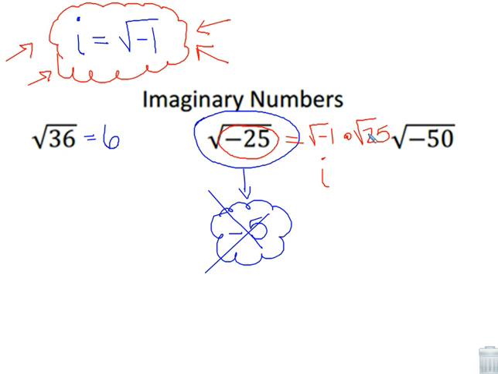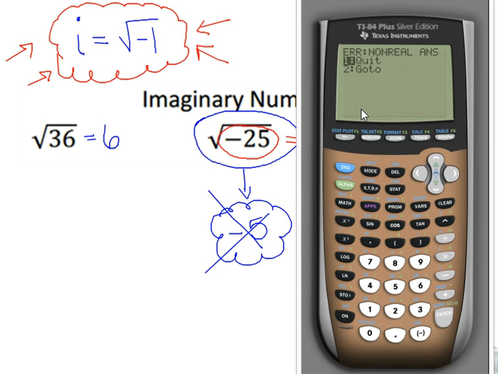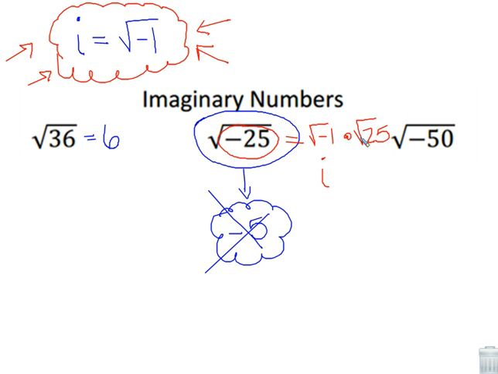But now that the 25 is positive, notice how it's no longer negative. Now that the 25 is positive, we know the square root of 25 is 5, just like our calculator told us. Okay, right here, the square root of 25 is 5. So this part I can simplify to 5. And I can take i times 5, and just like we would write with variables, normally the letter comes last.